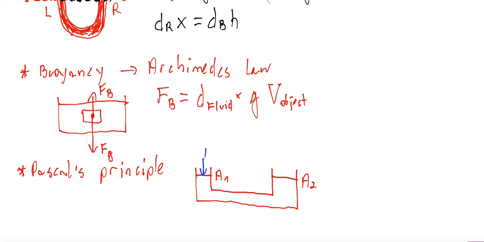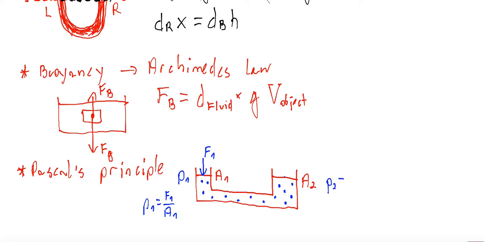Let's name this force F1. Due to Pascal's principle, this extra pressure created by force F1 is distributed uniformly in the whole volume of the fluid. So this pressure P1, which is equal to F1 over A1, is everywhere the same, which means that on the other side the pressure below the piston must be the same.